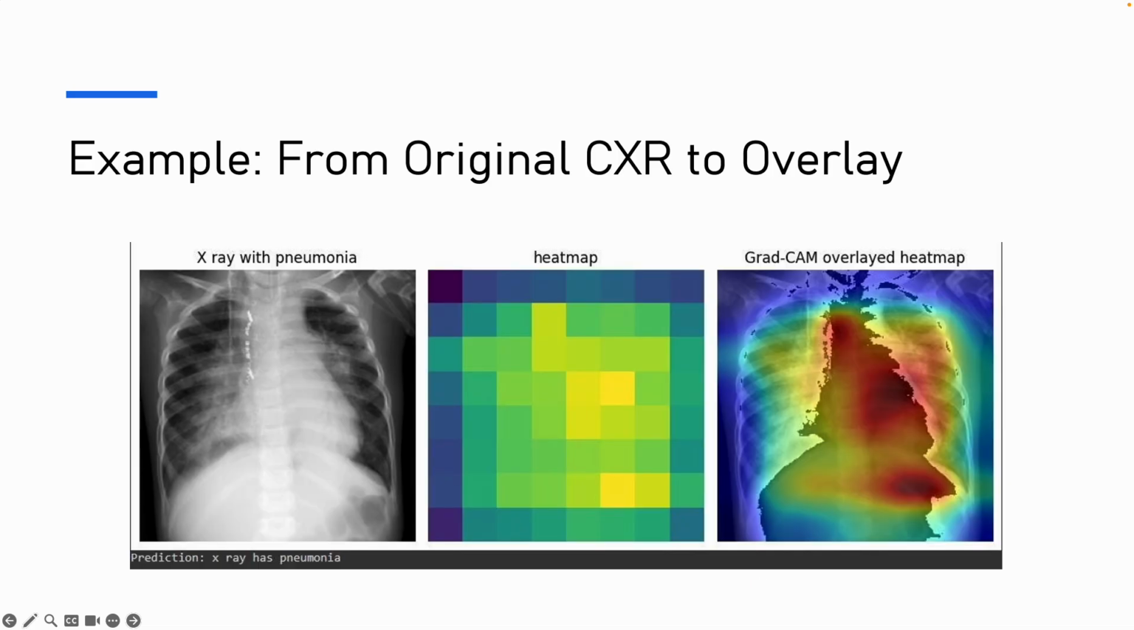Let me show that flow on one case. Left, the original study. Middle, the raw color layer. It can look blocky but shows what influenced the model. Right, the overlay, which is easier to read. In a good case, the bright region lines up with the clinical target, such as a lower lobe opacity and the pleural line. If it lights up labels or corners, that's a signal to investigate.